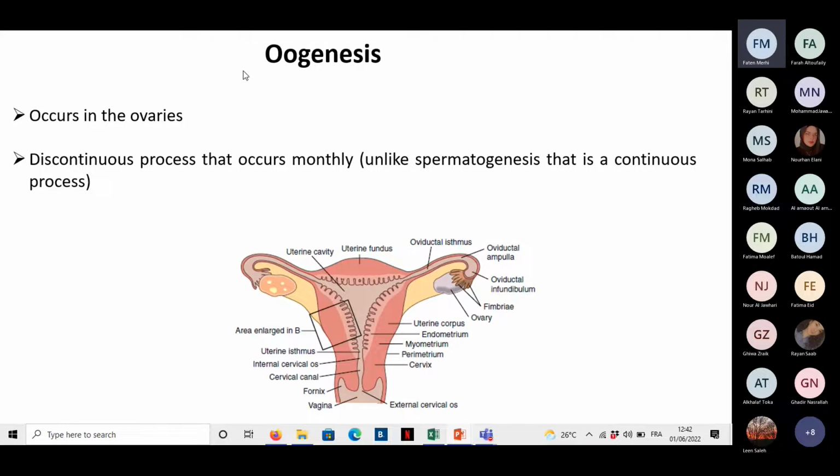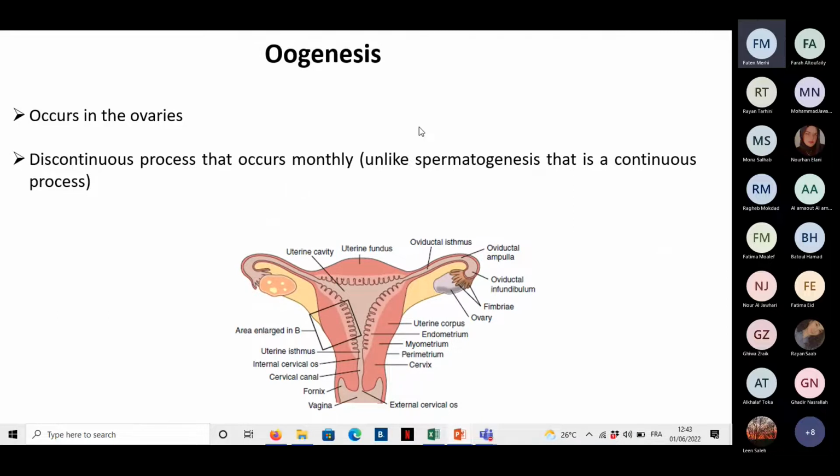Now I will talk about the oogenesis. The oogenesis is the process by which there will be a production of female gametes, or oocytes and ova. And the oogenesis occurs in the ovaries. Those are the ovaries. So here we have a female reproductive system showing the ovaries, the fallopian tubes, the uterus, and the vagina. The oogenesis occurs in the ovaries, and it is a discontinuous process that occurs monthly.